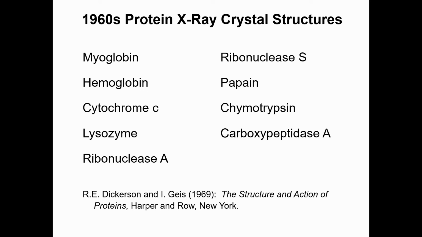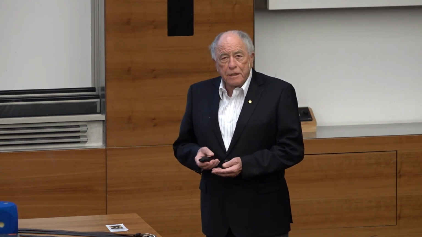Now, why only 9 proteins? Well, the reason is very simple. The biochemistry of proteins was not sufficiently developed at that time to prepare other proteins for structural studies. These are all proteins that can quite easily be isolated in sufficiently large quantities from natural sources to be subjected to studies by structural biology methods.